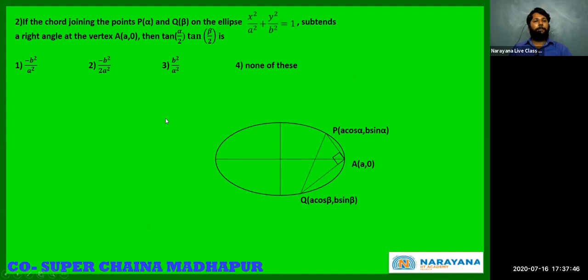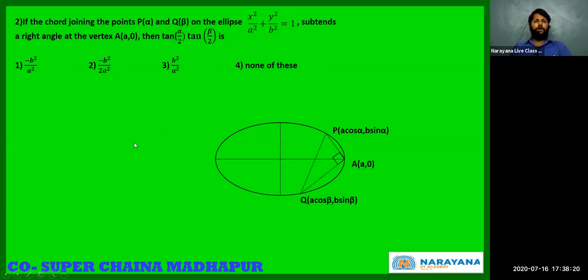If the chord joining the points P(alpha) and Q(beta) on the ellipse x²/a² + y²/b² = 1 subtends a right angle at the vertex (a, 0), then what is tan(alpha/2) into tan(beta/2)? Okay. So once again, you have two points P (a cos alpha, b sin alpha) and Q (a cos beta, b sin beta), and it is given that they are subtending a right angle at the vertex (a, 0), right? And this time again, we need tan(alpha/2) into tan(beta/2).